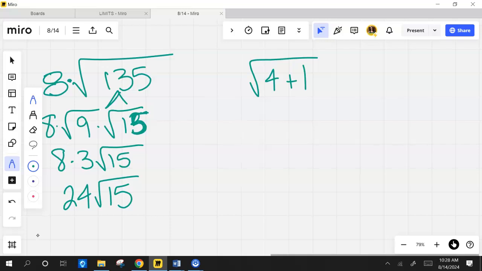Could I split that one up? Could I say the square root of 4 plus the square root of 1, because they're both perfect squares? Could I? Yes or no?